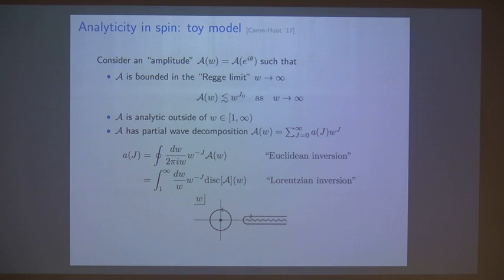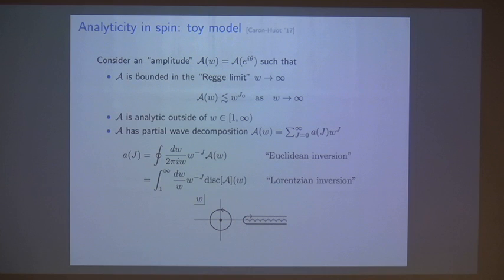And one important difference between these two formulas is that in the Euclidean inversion formula, j has to be an integer. Because we're integrating around the unit circle, if j were not an integer, this factor w to the minus j would not be single-valued, and the integral wouldn't make sense. Instead, in the Lorentzian inversion formula, we have an integral over the real axis, and we can perfectly well set j to be whatever we want with no problem.